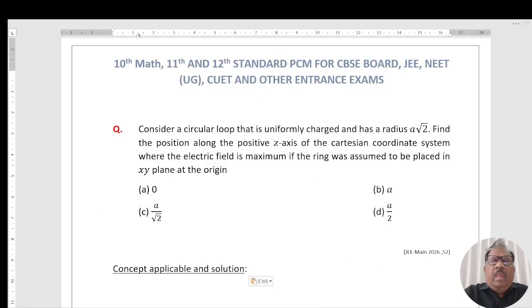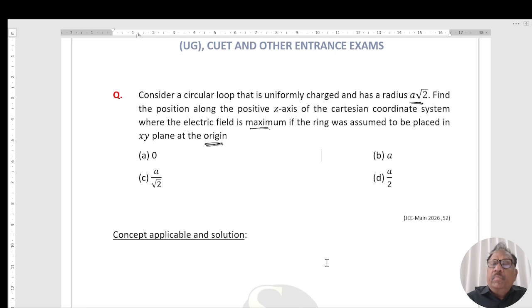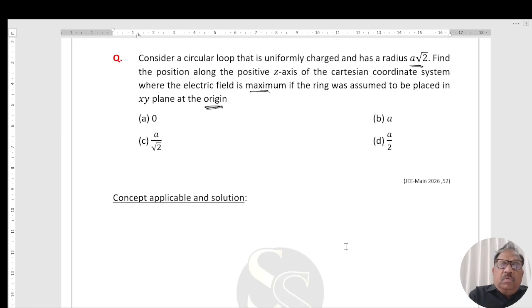Question is, consider a circular loop that is uniformly charged and has a radius of A equal to √2. Find the position along the positive z axis of the Cartesian coordinate system where the electric field is maximum. The ring is to be placed at the xy plane at the origin. Concept applicable on solution.